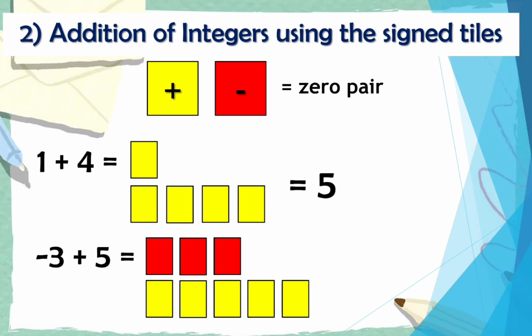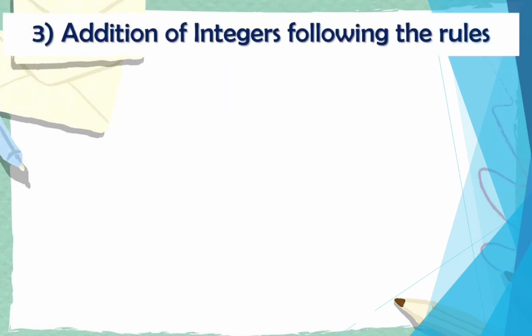So, take a look at our set of tiles. Meron ba tayong magiging zero pair dito? Opo, meron po. So, meron tayong red tile at saka yellow tile. I-pair natin yan para maging 0. So, magka-cancel 1, 2, and 3. Okay, ano ang natira? 2 yellow tiles. Therefore, our answer is positive 2.